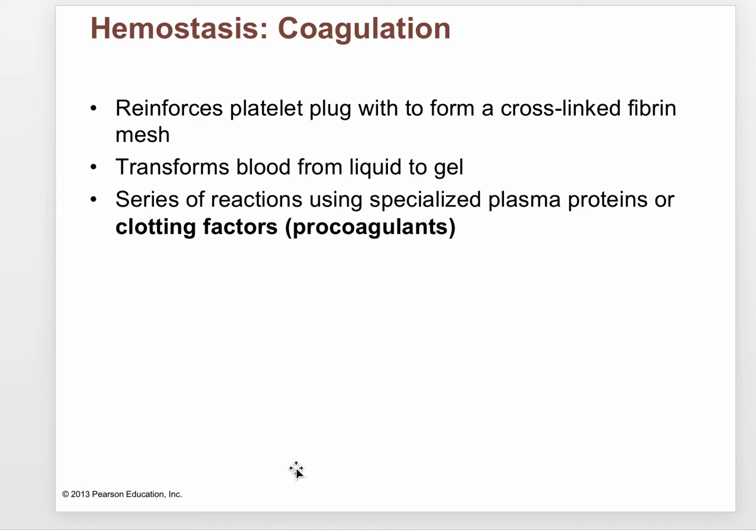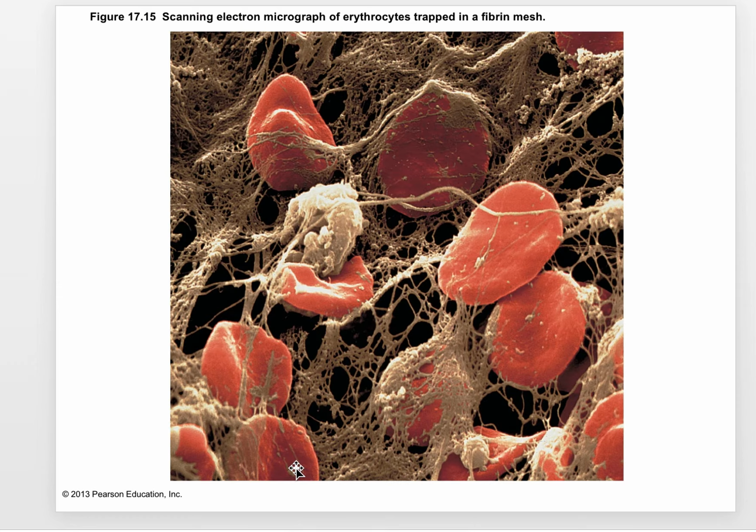The process of coagulation involves reinforcement of the platelet plug with a cross-linked fibrous mesh. This produces a very strong plug, if you will, for the hole in the blood vessel. There's a series of plasma proteins and clotting factors. It's a very complicated sequence of events that occurs. But the end result of all of the coagulation process is the development of this fibrin mesh.